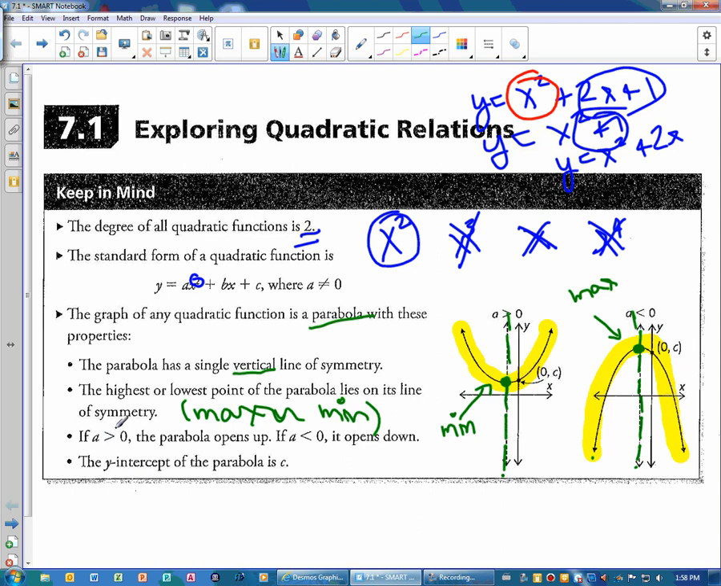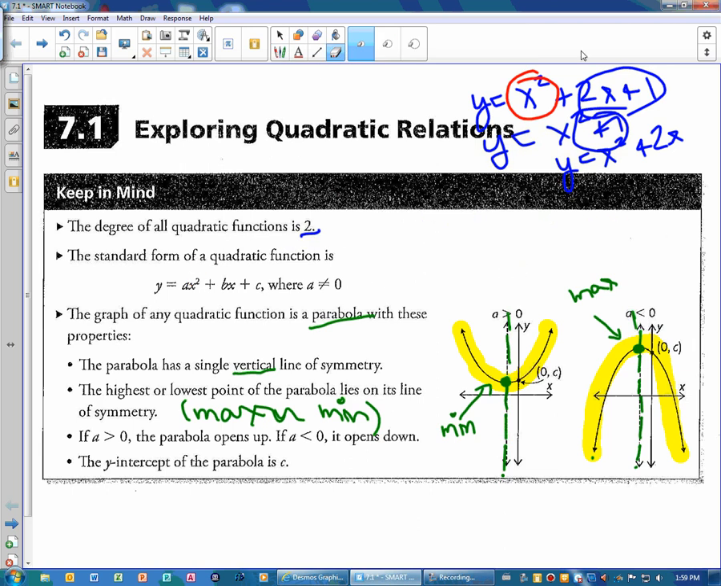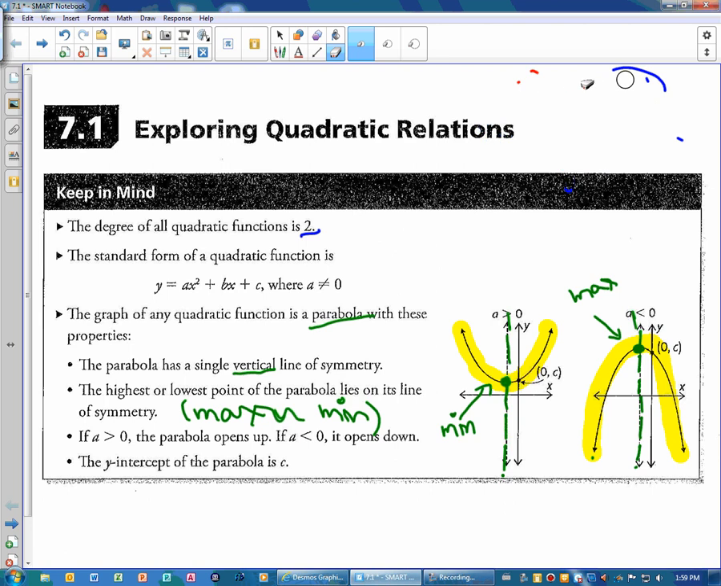If a is greater than 0. Okay, so let's back up. Man, I've done a lot of writing on here. Let's erase all this stuff. Come on, erase, please. Get rid of that.